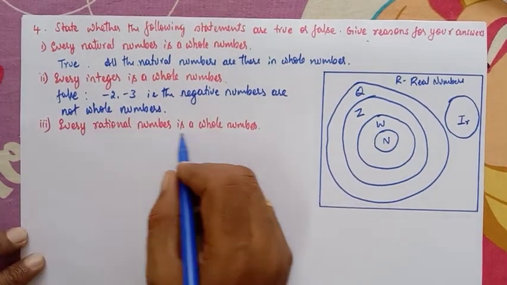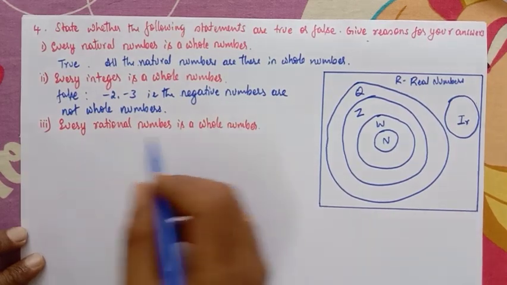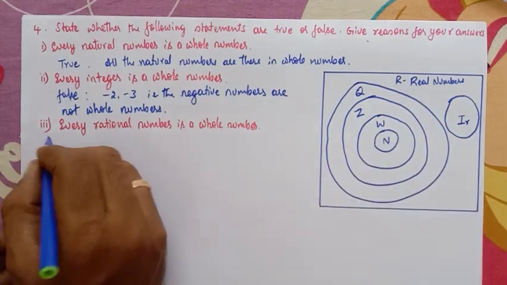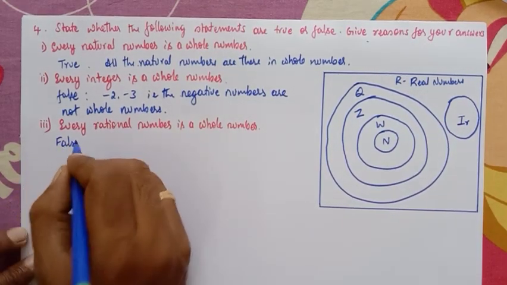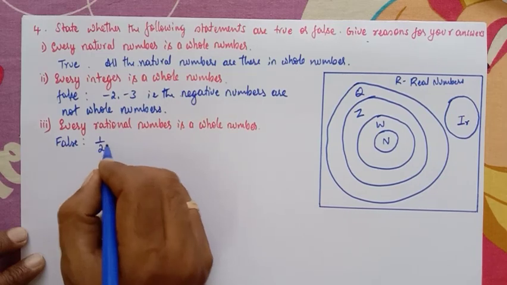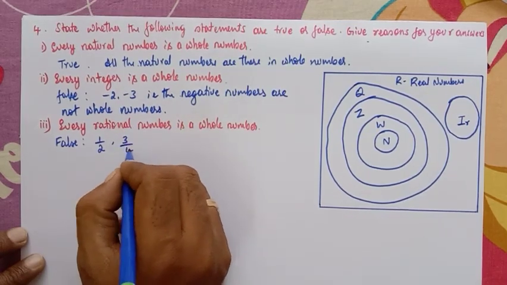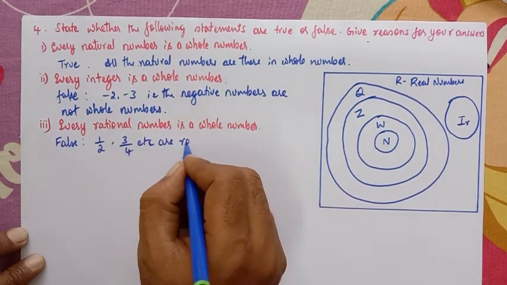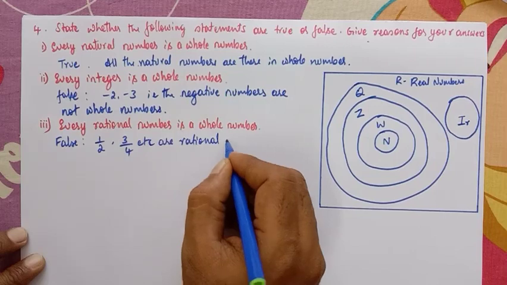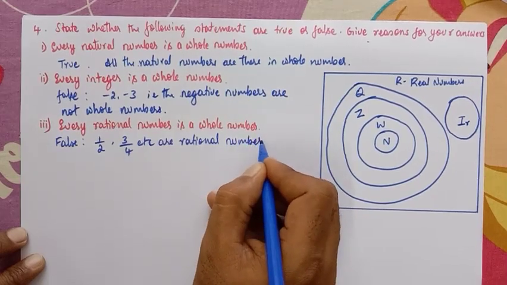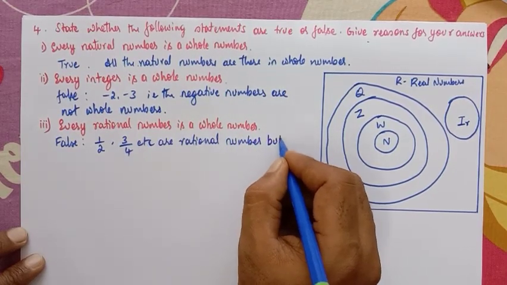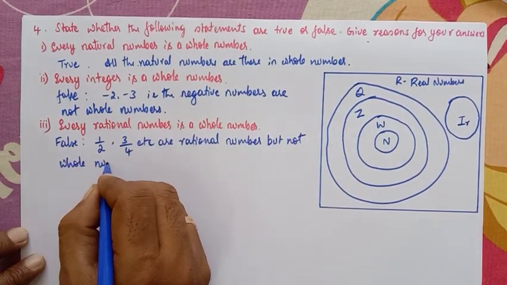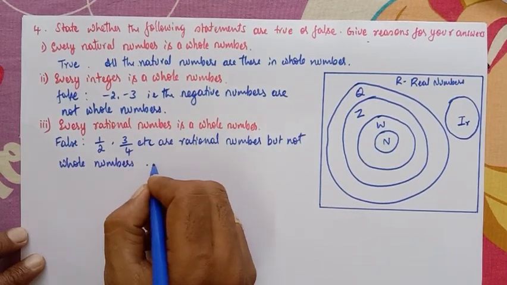Third one, every rational number is a whole number. No, false. 1/2, 3/4, etc. are rational numbers but not whole numbers. Therefore, false.